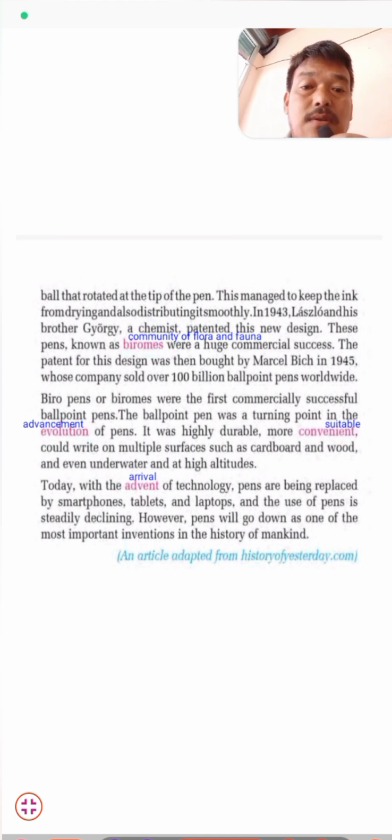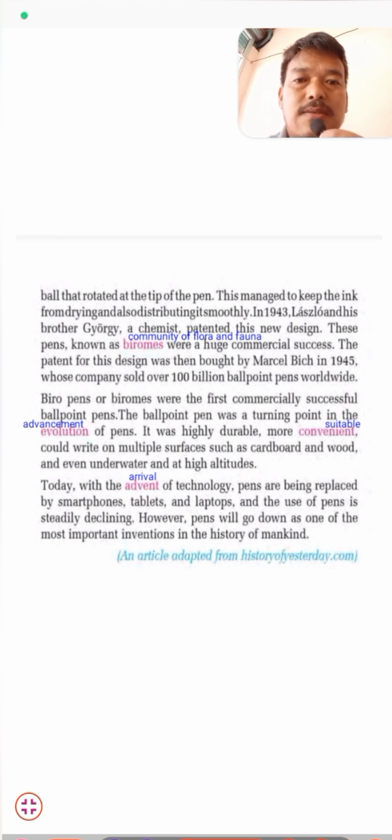Biro pens, or Biros, were the first commercially successful ballpoint pens. So this invention and these pens were the first commercial ball pens, and they made a great success. They were sold in billions.